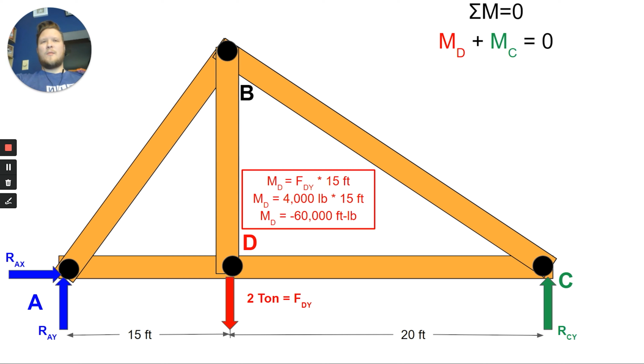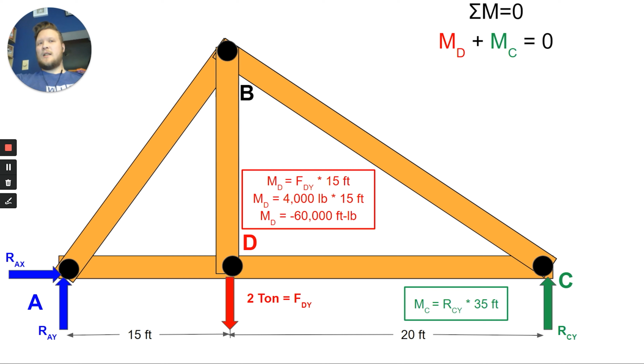So finding the moment at D, remember moment equals force times perpendicular distance. Our force is 2 tons. And remember, 1 ton is 2,000 pounds. So quickly converting those units from tons to pounds, we get 4,000 pounds times 15 feet, because as we see from our drawing, it is 15 feet between point A and point D. We get a moment of negative 60,000 foot-pounds. Negative because it's causing a clockwise rotation.